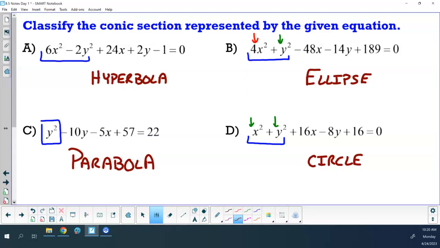Now, our goal by the end of class on Wednesday is to be able to take an equation like this and put it in each of those standard forms. And then from there, we can graph it and find all of the key points like we've been doing for the last month. So that's the goal after Wednesday's class.